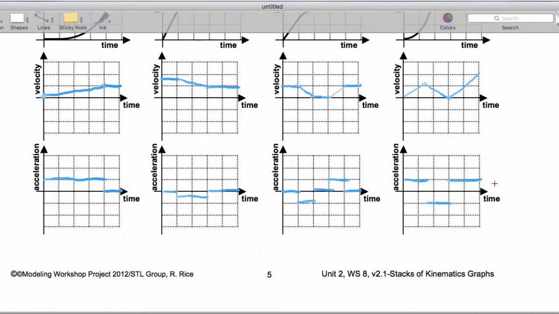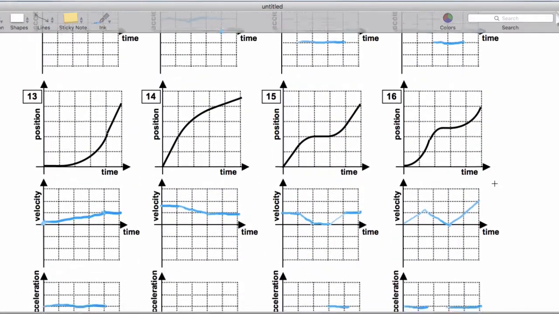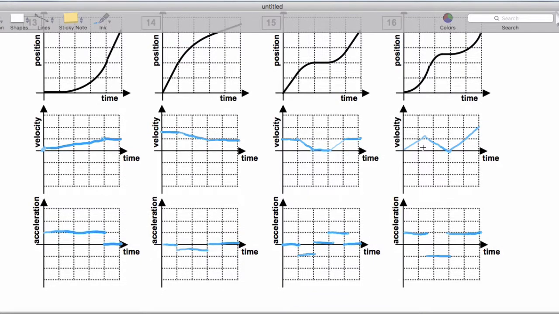So that is our stacks of graphs. And in the next question, I'll be looking at the additional homework question that I had you do as a workout problem.